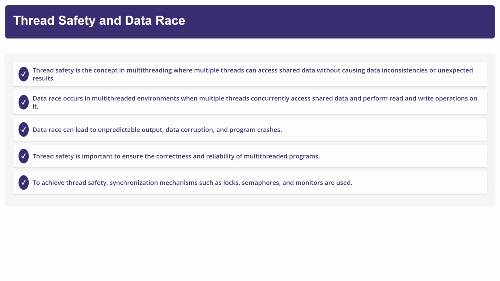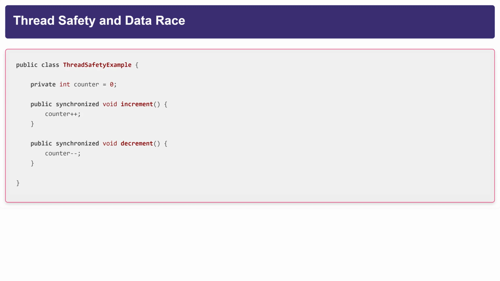To avoid data races and achieve thread safety, synchronization mechanisms such as locks, semaphores, and monitors are used. Let's take a look at an example code snippet to understand thread safety. Here we have a class called ThreadSafetyExample. It has a shared counter variable which is accessed by multiple threads.